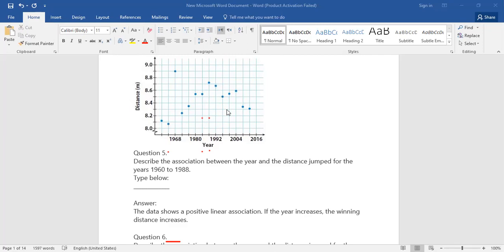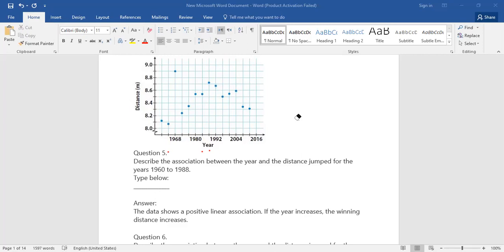Understood? If it's linear, we can do it with one line facing up or down. But if it's not linear, we can't. You will find the data sometimes rise and sometimes fall.